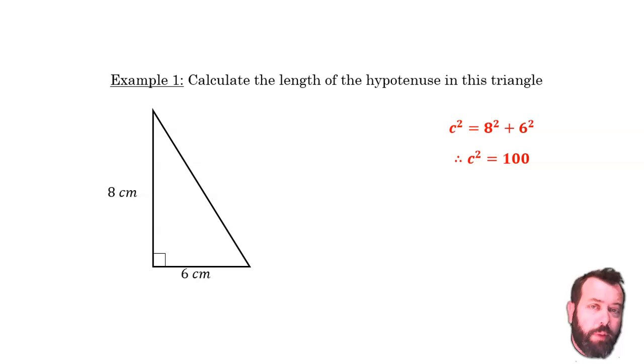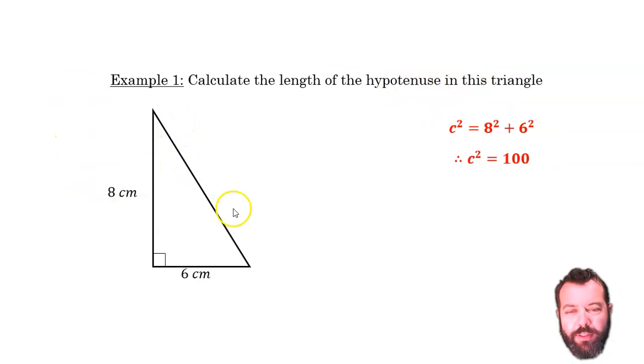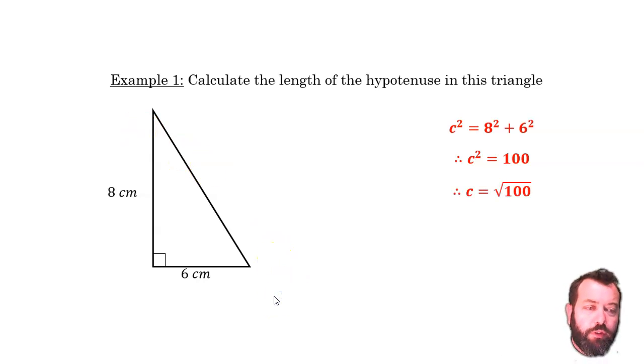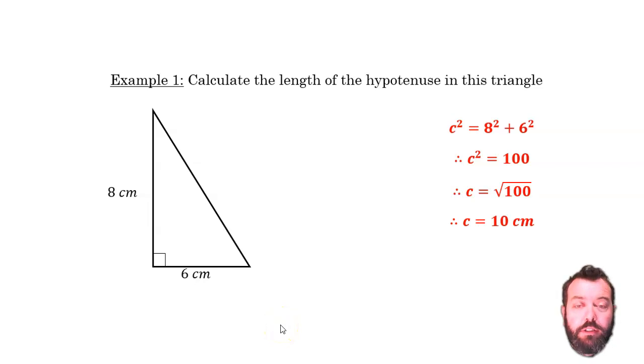A common mistake that people make here is they leave the answer there. They forget to take the square root. They've got a number, that's good, 100, but pretty obviously 100 doesn't look like it fits in that triangle. Okay, we've got to take the square root. So the square root of 100 is equal to 10. So this side here is 10 centimeters long. So that's using Pythagoras' theorem to find the length of the hypotenuse.